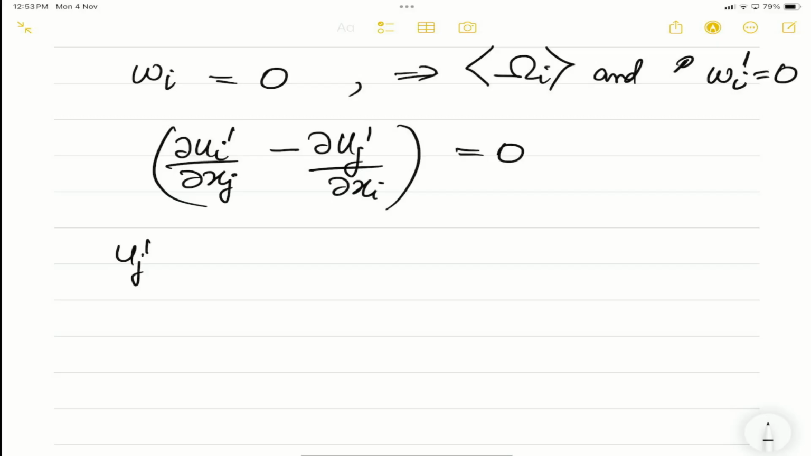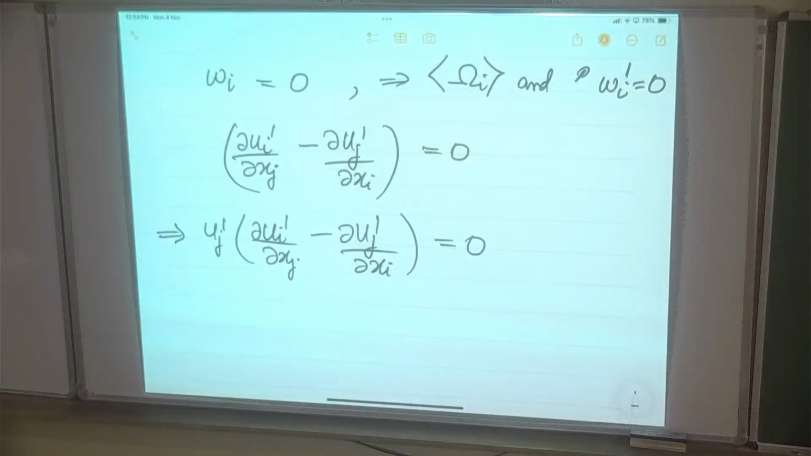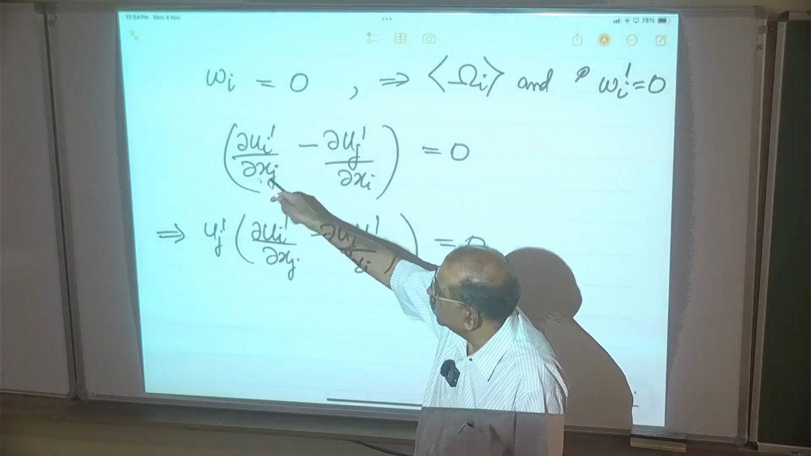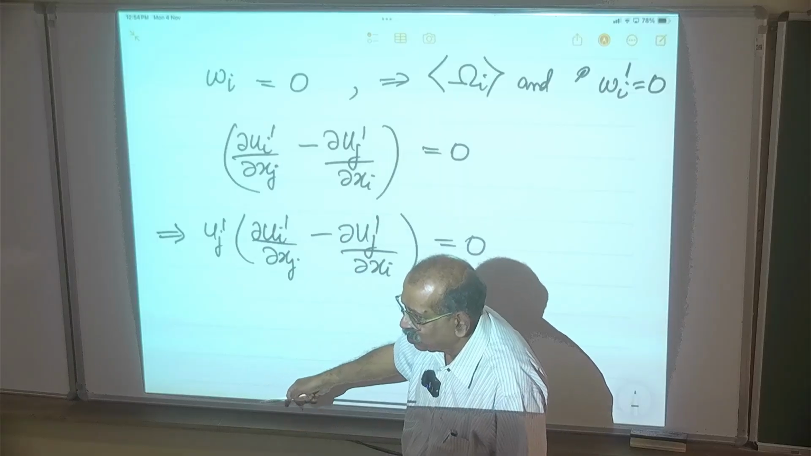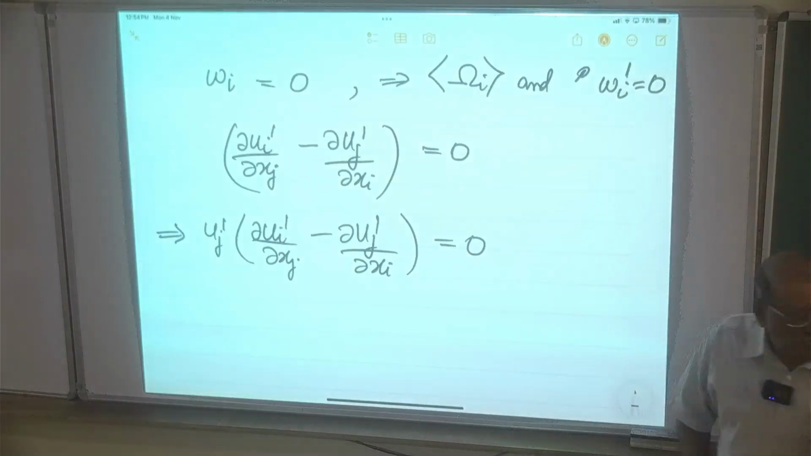So we write uj prime, and this will also be 0. Here we are not just multiplying, we are multiplying the 3 components and summing over j. But each of them will be 0, so we multiply by u1, by u2, by u3, and then we add them up with respect to j, so this will also be 0.